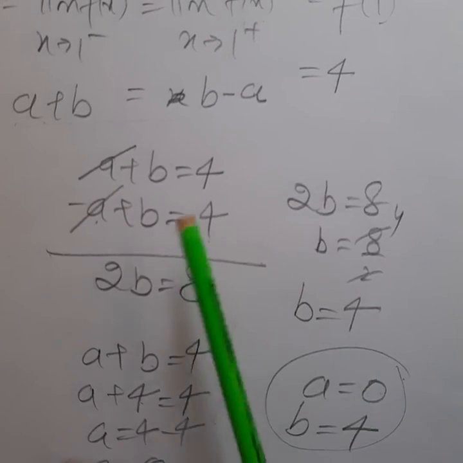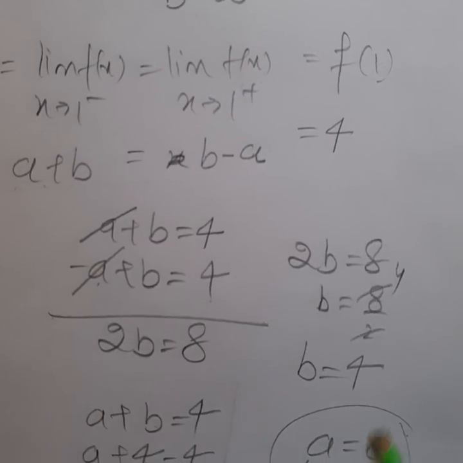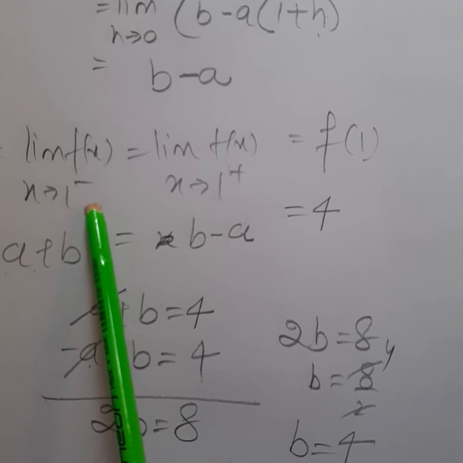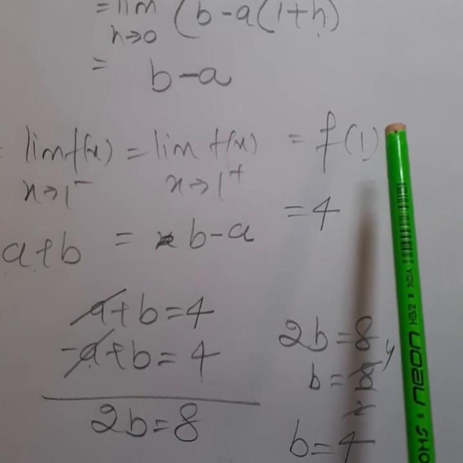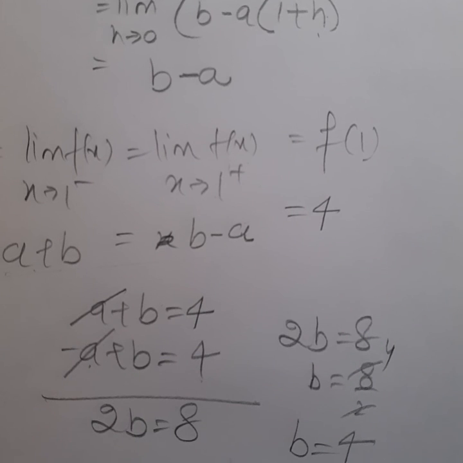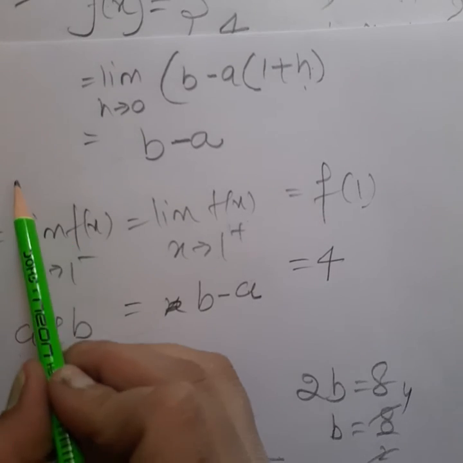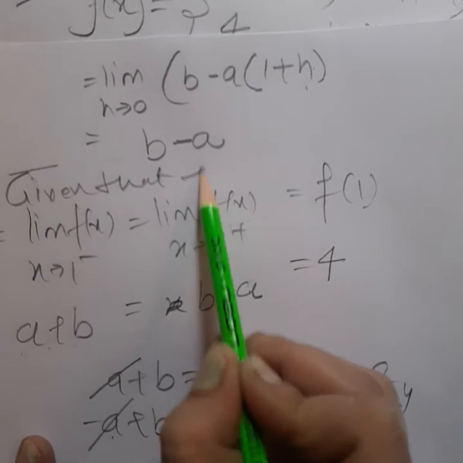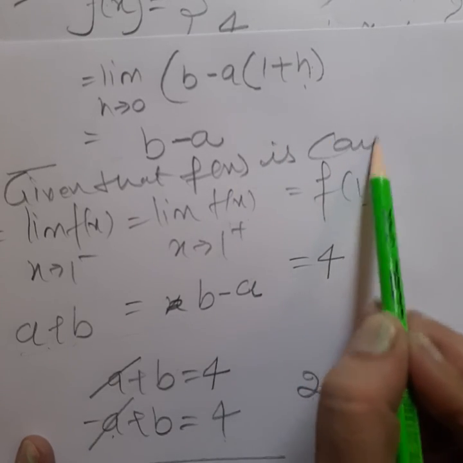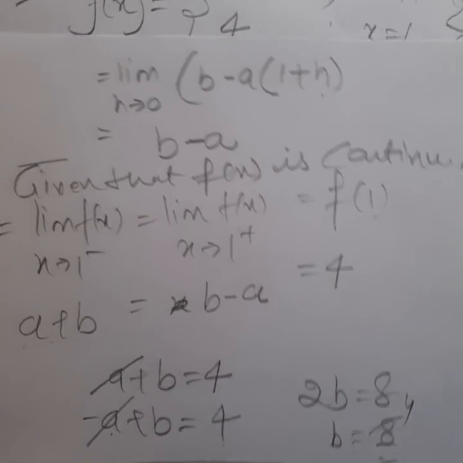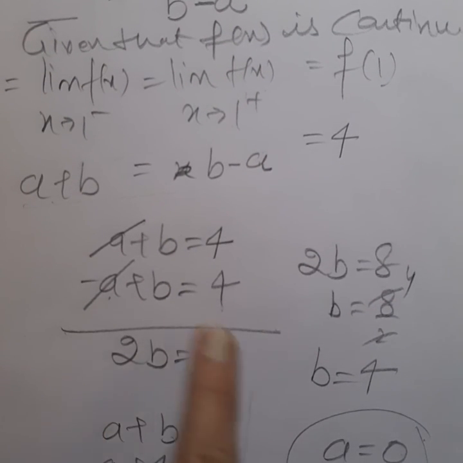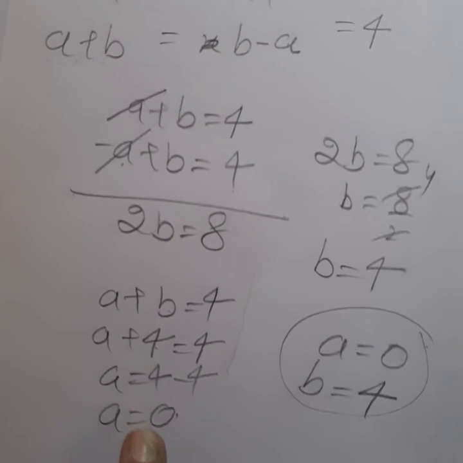So I repeat: when we are discussing the continuity of the function, the limit of f(x) as x tends to 1 negative, 1 positive, and f of 1, these three are equal. You can also mention that it is given that the function f(x) is continuous. After solving the two equations algebraically, by elimination, substitution, or any other method, you get your two constants.